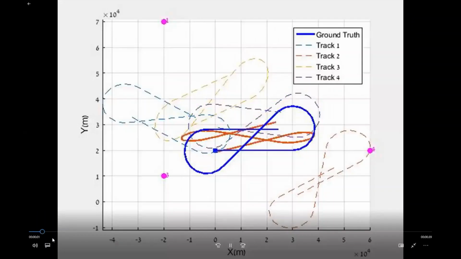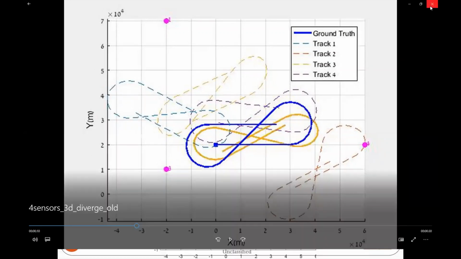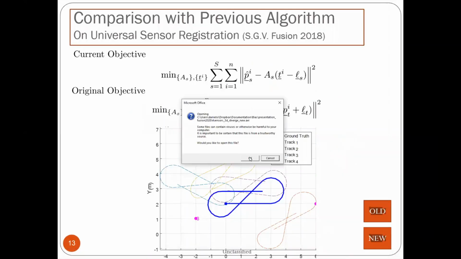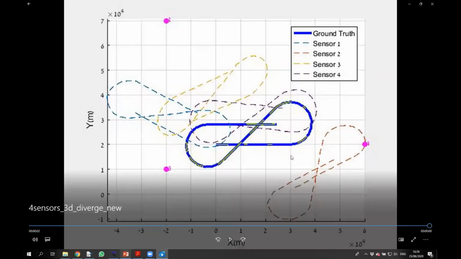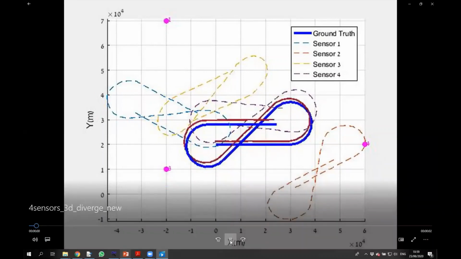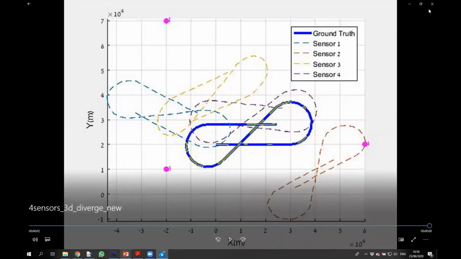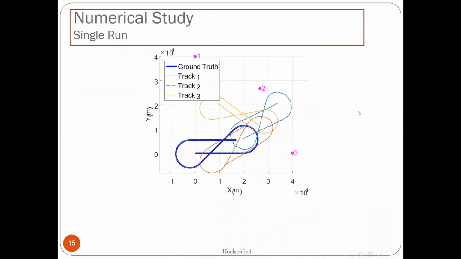So the old algorithm reached a local minimum, at which it alternated between 2 solutions, thus failing to converge. However, the algorithm presented now is indifferent to the order of the sensors and converges for any initial conditions when dealing with 3-dimensional sensors. So let's consider some results on the performance, single run results for some misaligned scenarios.